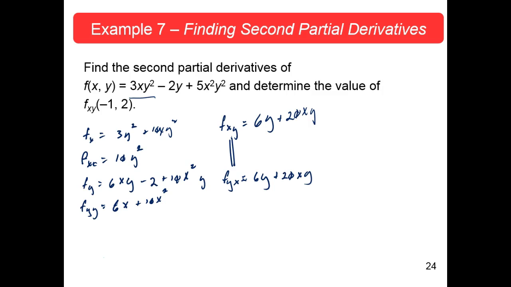So that was example 7. Now, before we leave, that was just the first part of example 7. Find the second partial derivatives. We just did. All 4 of them. F sub xx, f sub xy, f sub yx, and f sub yy. Finding out that f sub xy and f sub yx are the same. Okay? But then it says, determine the value of f sub xy, that's that one over there, at the point -1, 2. So we're asked to do f sub xy at the point -1, 2. So what do you reckon that would be?